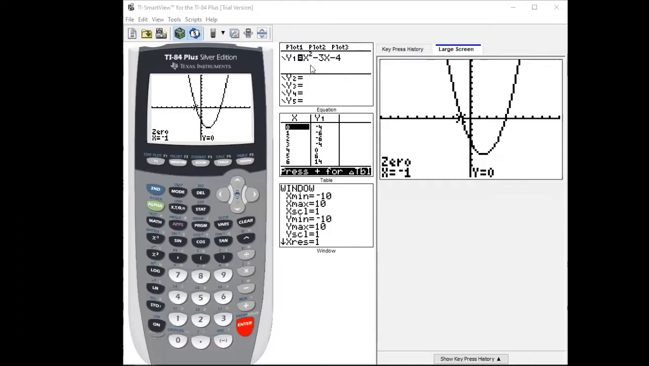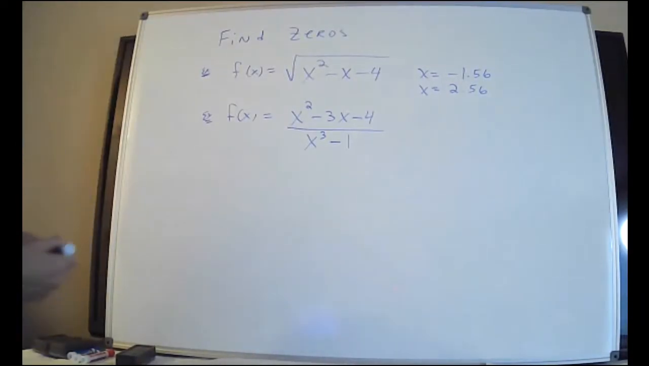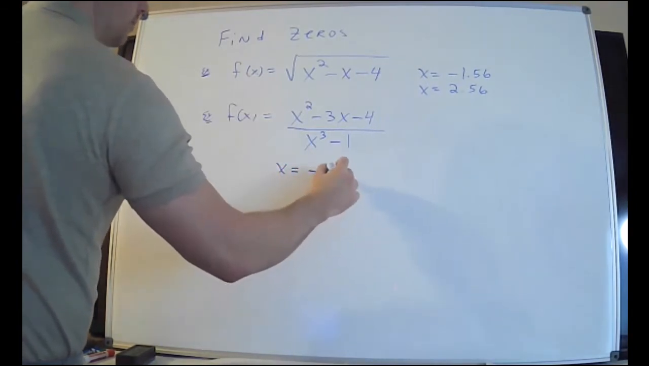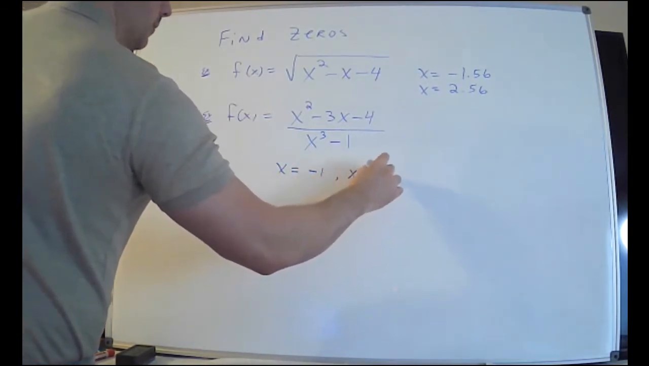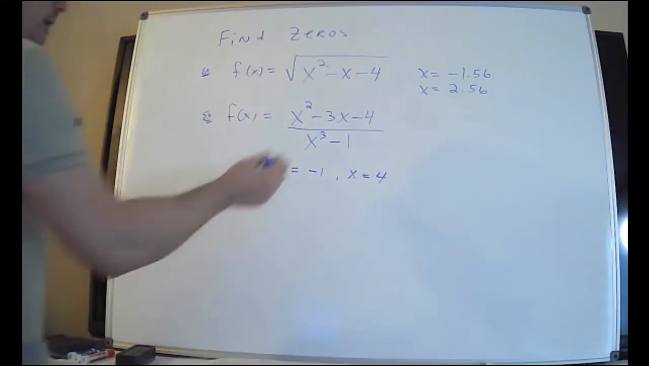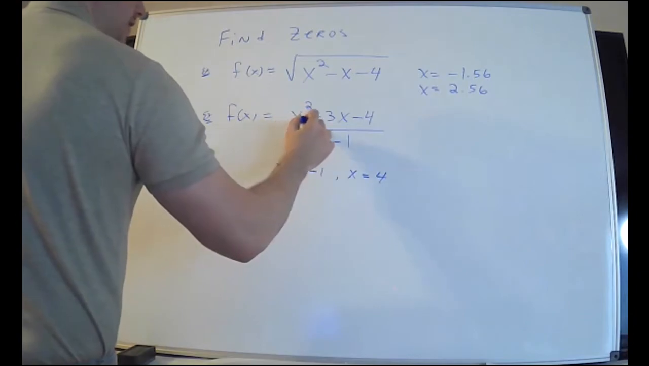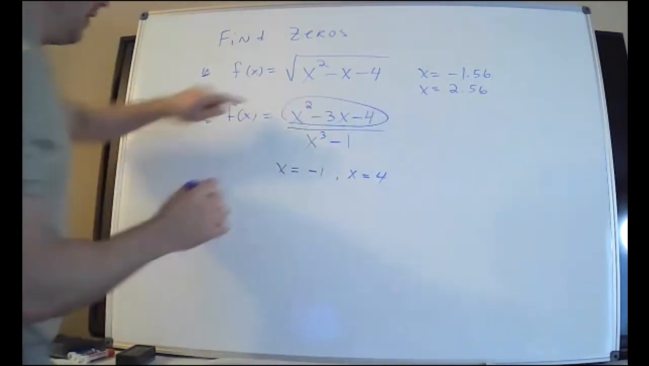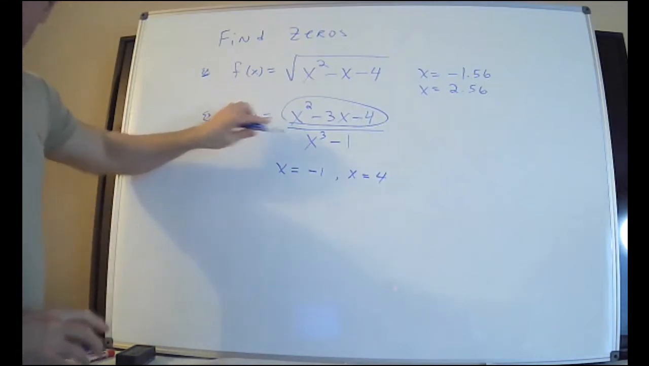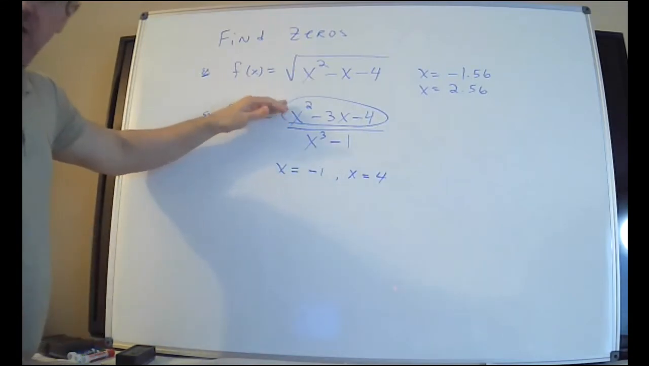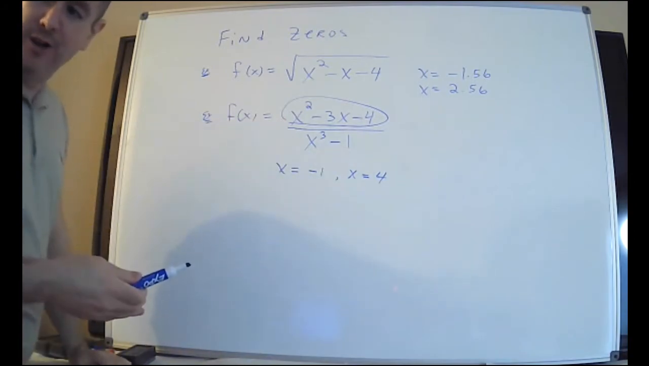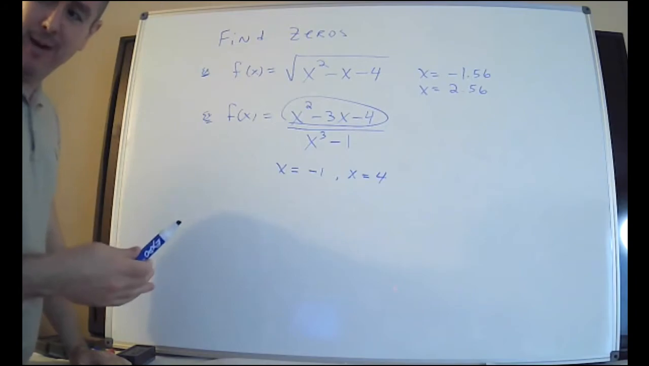Now I have to check something. The zeros that I got for this were x equal -1 and x equal 4. Now there's one thing you have to be super careful about. Remember, all I did was graph the top, and I found the zeros of the top. However, I ignored the bottom. But the function is made up of a top and a bottom, so you can't just completely disregard the bottom.